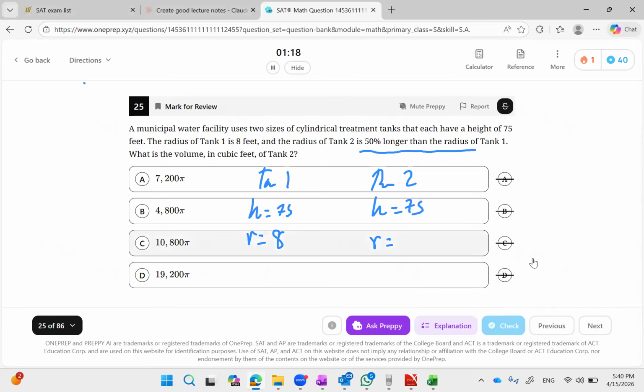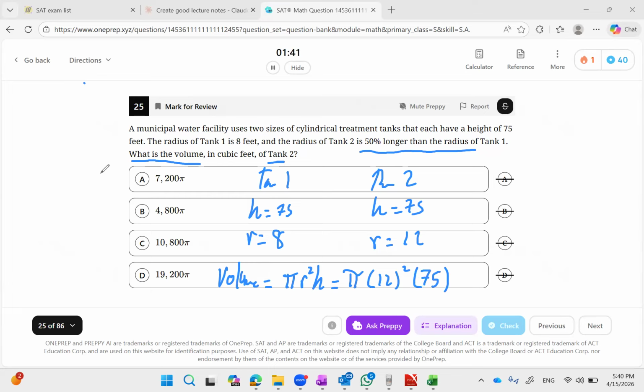Okay. So the radius of the second is equal to 12. Now he's asking for the volume of tank 2. So what is the volume of the cylinder? We said the volume is pi r square h. So it's pi times 12 square times h, which is equal to 75.